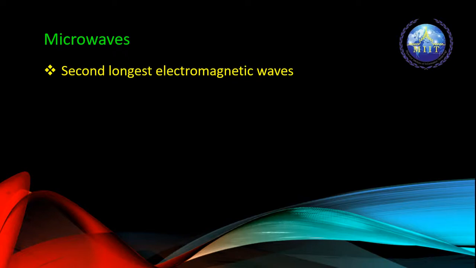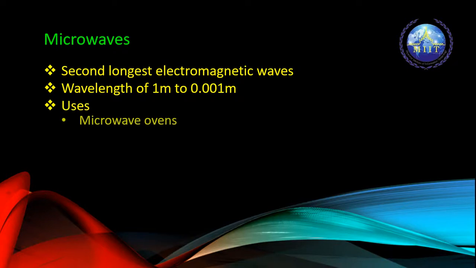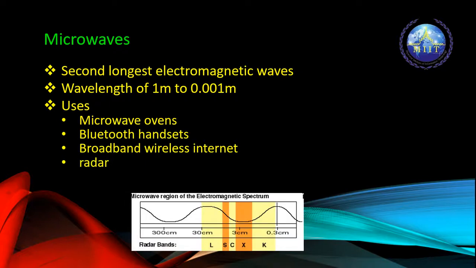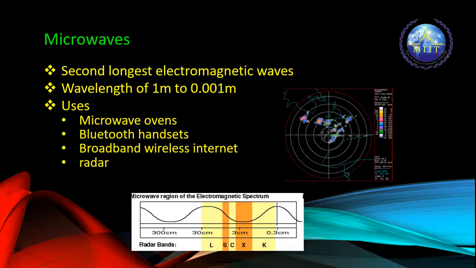Microwave. The second longest electromagnetic wave. Wavelength of 1 meter to 0.001 meter. Uses: microwave ovens, Bluetooth headsets, wireless internet. This is the summary picture.